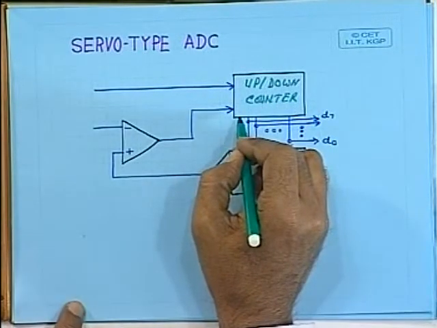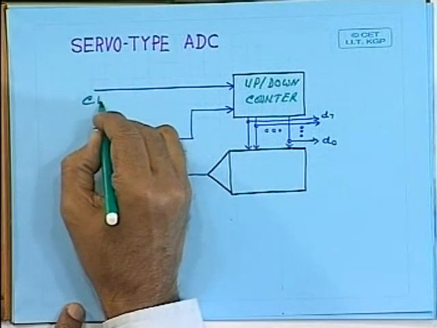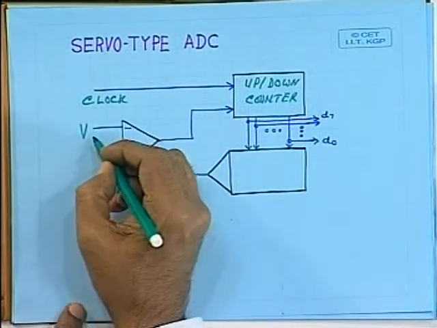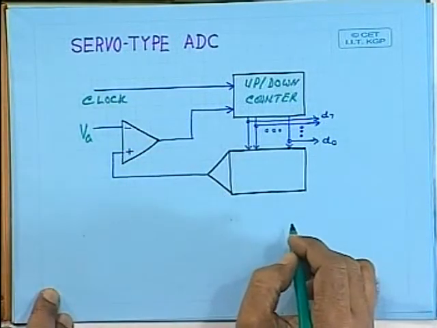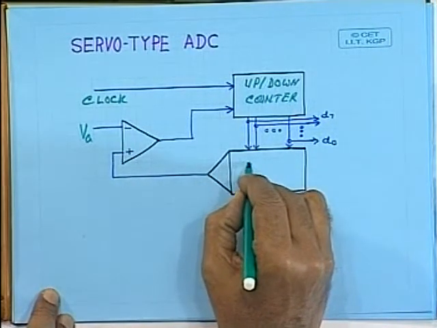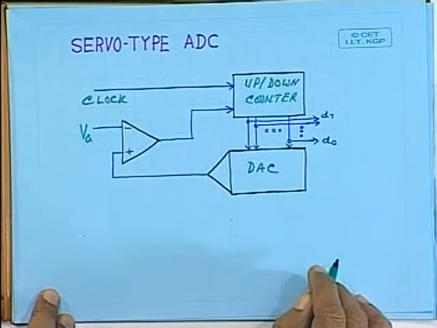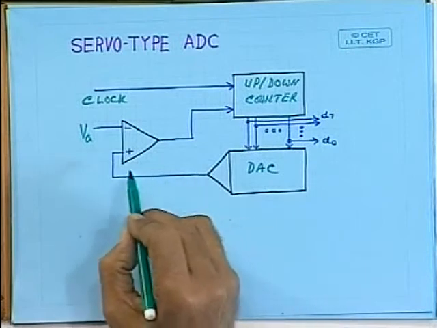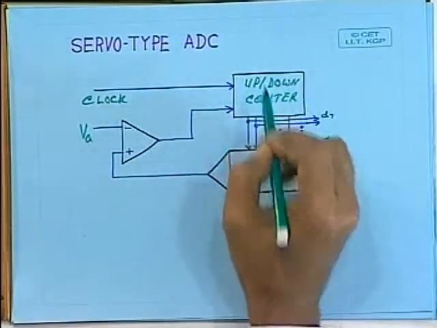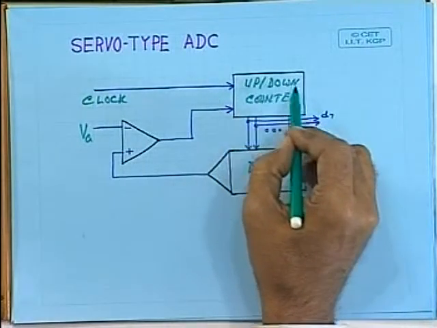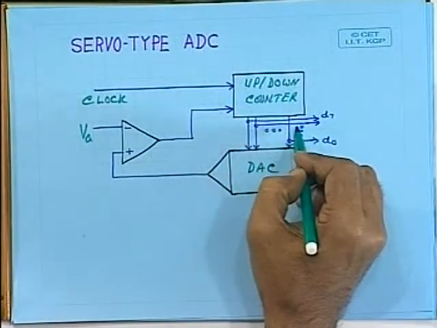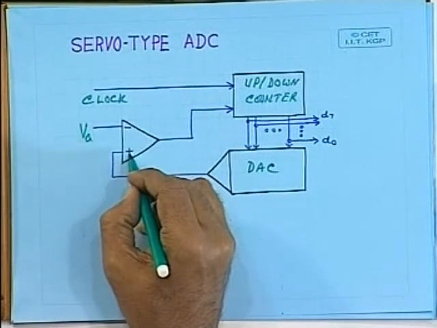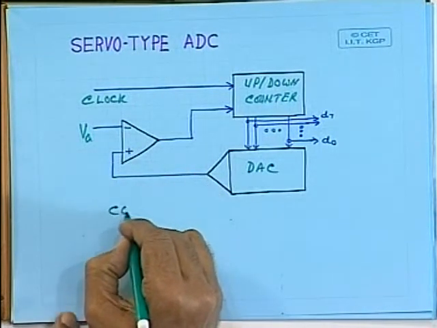How is up-down counting done? You see, this is your clock applied to the up-down counter, and this is the analog voltage VA that you apply here, and this is the DAC, digital to analog converter. Now, let us see how it works. Here you can see there is no need to reset it. At any instant of time, whatever the count value is, a corresponding analog voltage is generated and applied to the input of the comparator. This is a comparator.